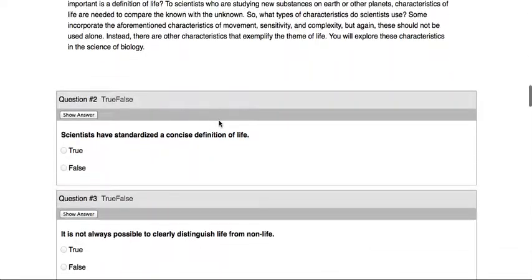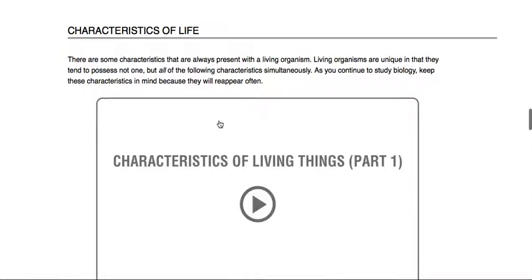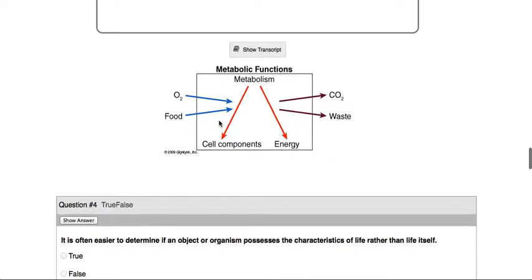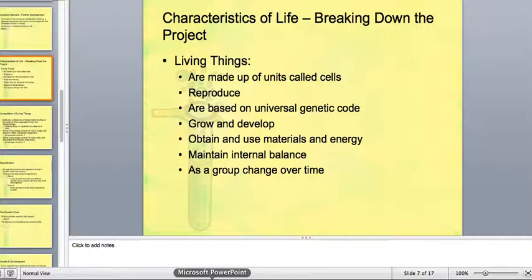While I don't think it's a bad thing to read this, you should certainly check out the characteristics of life videos here. But I'm going to pop up a quick little PowerPoint that talks about the characteristics of life, and then we'll talk real quickly about how to break this project down.